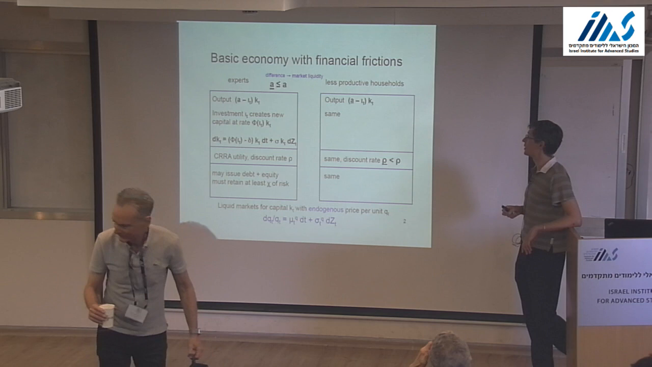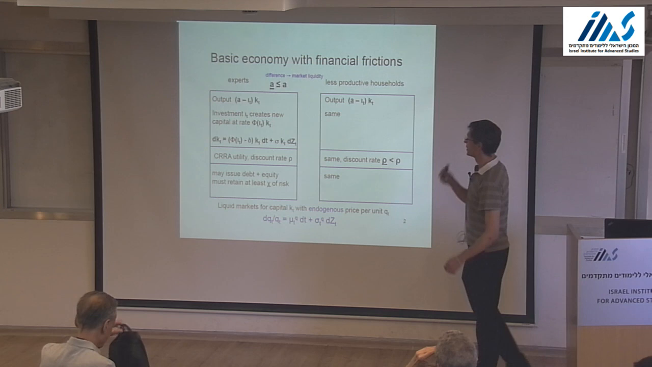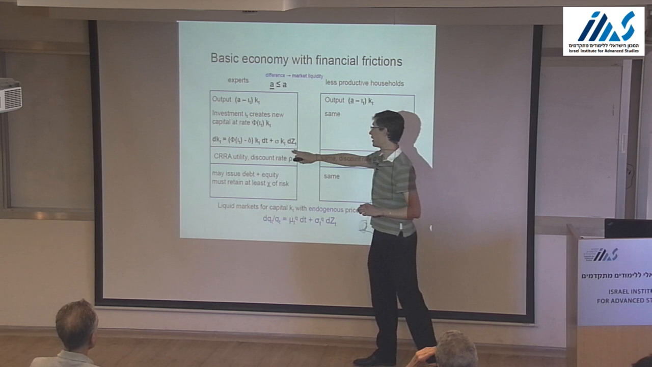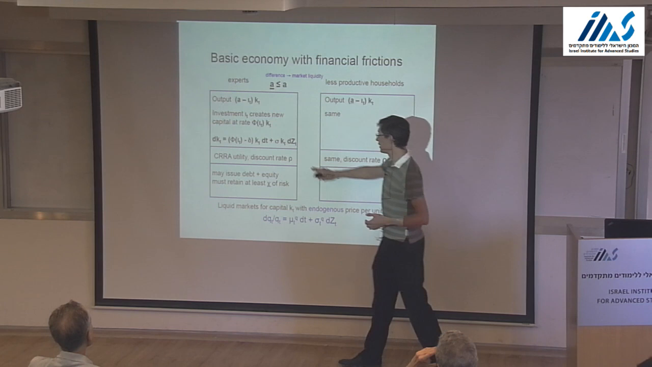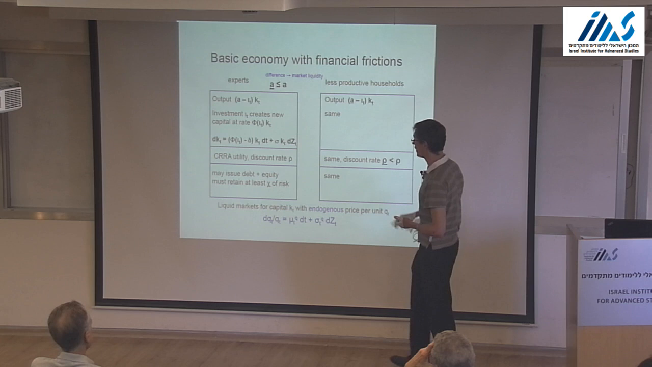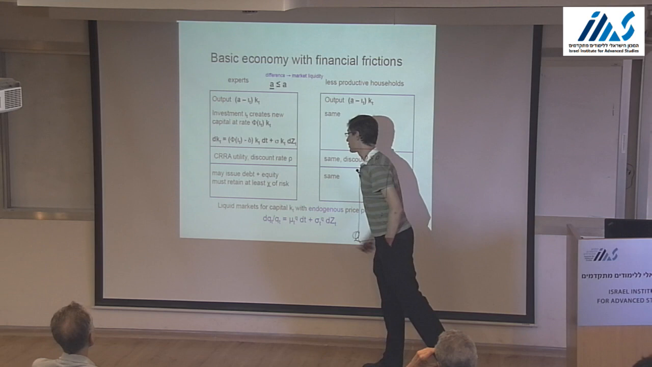Okay, so this is basically the model we had yesterday with two small changes. Remember, it's an economy. There are experts, and then there are households. The experts are more productive at using capital than households. They get different output. They can manage capital, which carries aggregate shocks, and they can build new capital through investment. Yesterday it was logarithmic utility, but today I'll show how it works with CRRA utility. And I'm also going to allow for equity issuance.